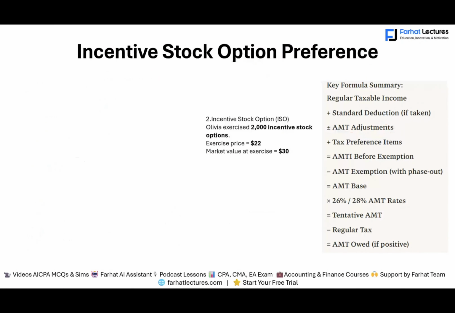The third issue we have to deal with, incentive stock options, ISOs. Olivia exercised 2,000 shares. The exercise price was 22. The market value was 30. Do we have to make an adjustment? Absolutely. The ISO preference is equal to the bargain element. What's the bargain element? The bargain element here is Olivia got an $8 bargain element because she was able to buy the stock $8 less.